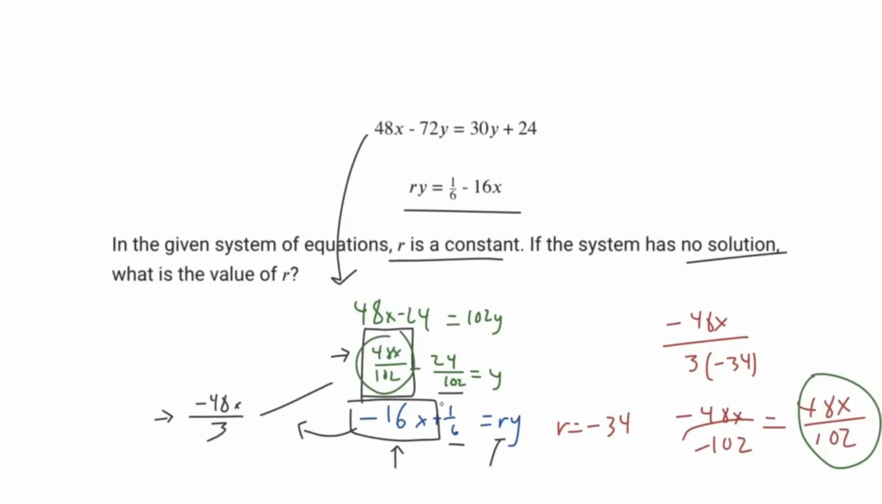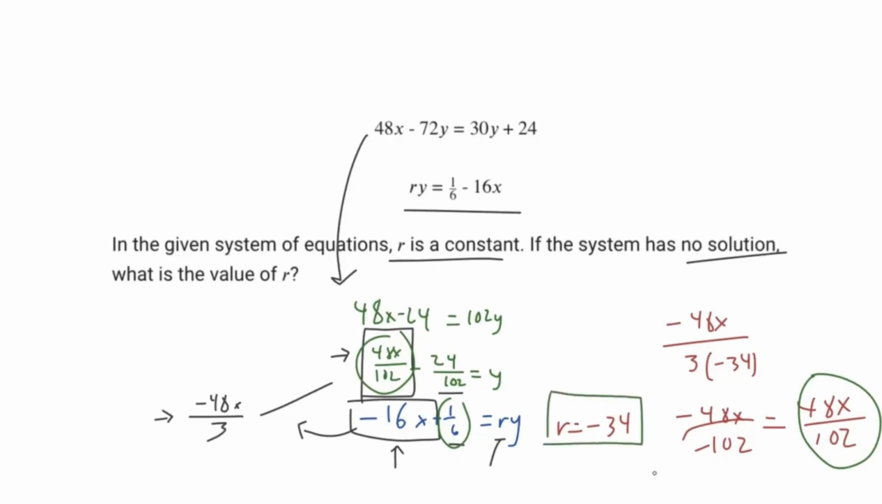The other thing we have to make sure of here is that the y-intercepts are different, and they are vastly different, right? We got 1/6, and if we have a value of negative 34, that's the same thing as multiplying 6 by negative 34. That will give us a very small number, a much smaller number compared to 24 over 102. Now, that means that the value of R has to be negative 34.